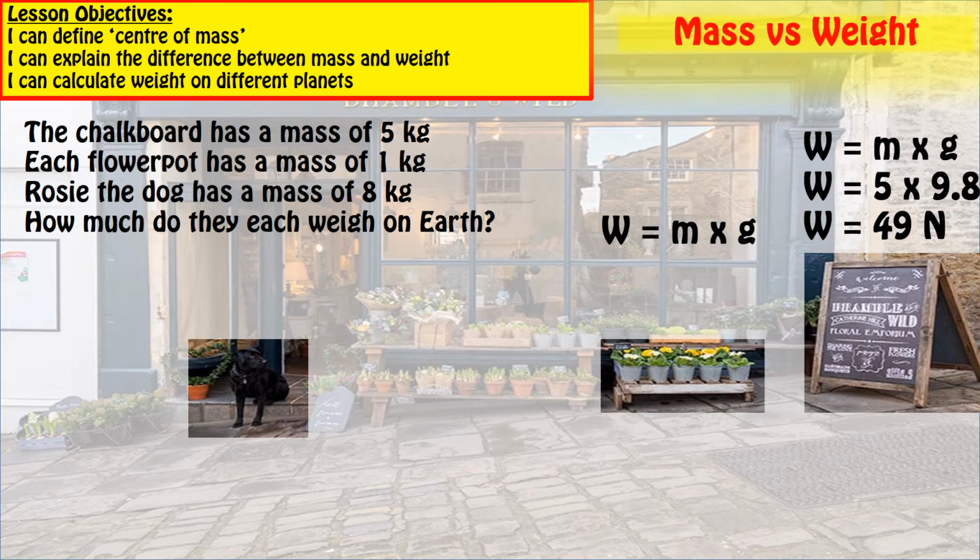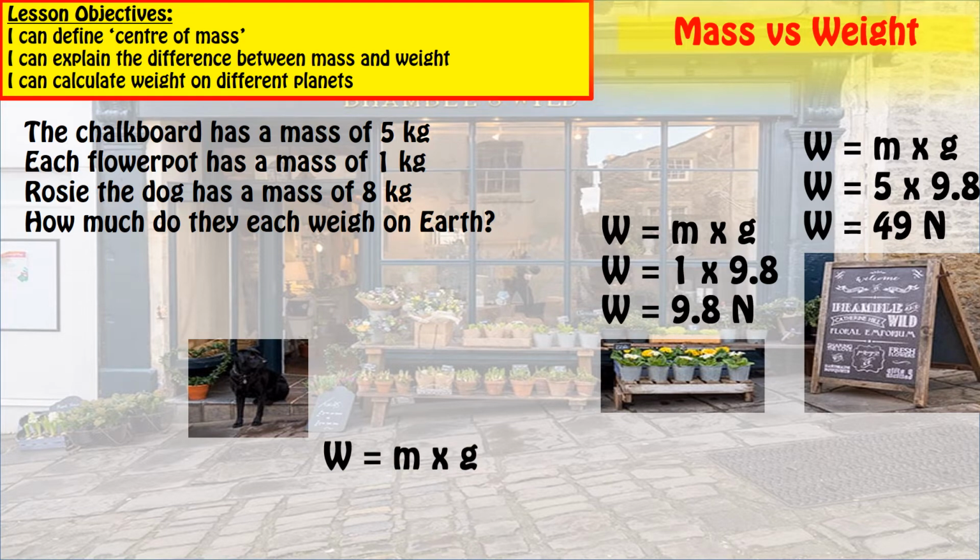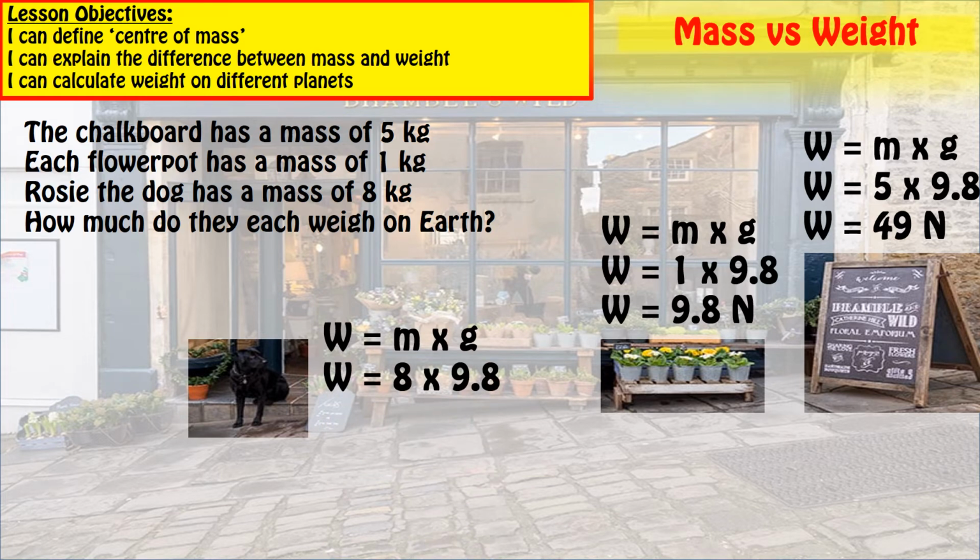So again, the equation, W equals m times g. 1 is the mass, 1 kilogram, and Earth's gravitational field strength is 9.8. So multiply those together and we get 9.8 newtons. Give it a tick if you got that one. And Rosie, 8 kilograms times 9.8 newtons per kilogram gives us a weight of 78.4 newtons. And again, give yourself a tick if you got Rosie's weight.